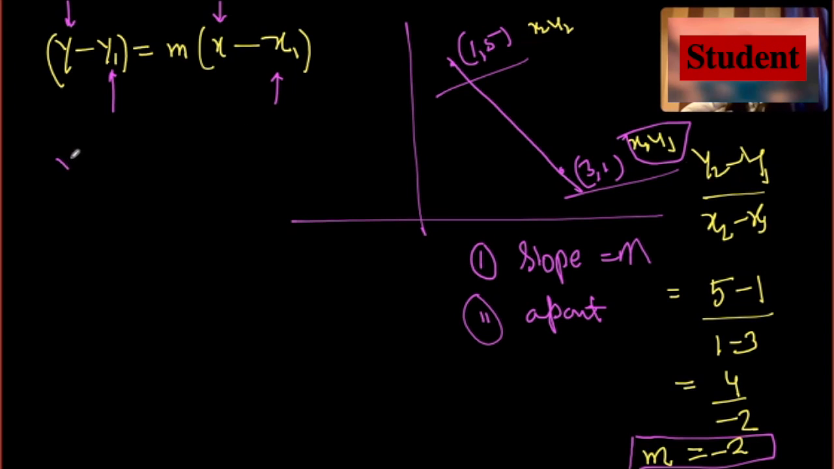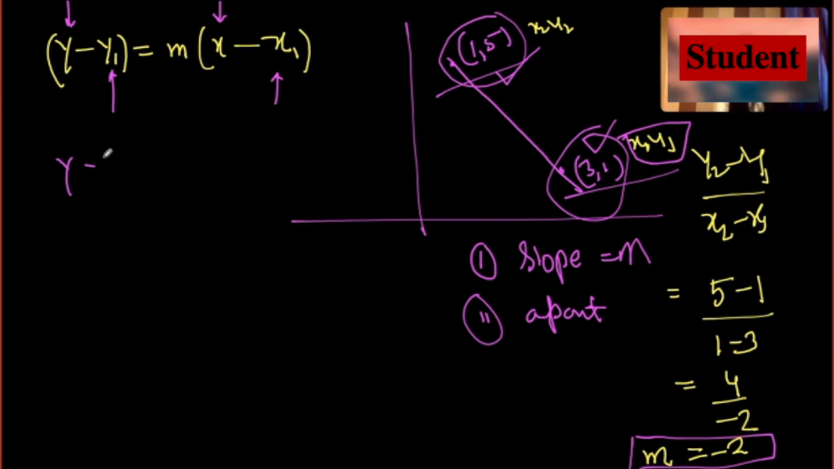We know that we don't have to do anything for y, so y will be y because it is a variable. Which point do you want to take, this one or this one? 1, 5. Okay. So y1, what is your y1 then? It would be 5.